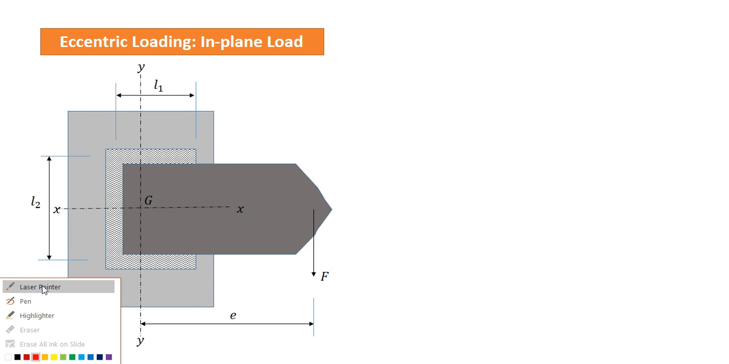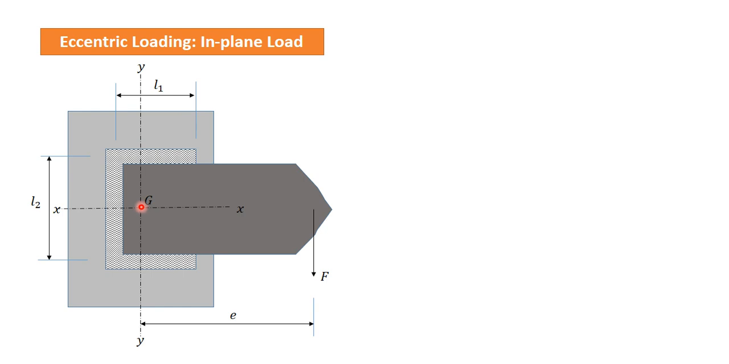Here, in this in-plane load, we have two plates, 1 and 2. They are connected through a welded joint, this C-type welded joint, and a load F is applied in the plane of the weld geometry at a distance e from the CG of the weld geometry.